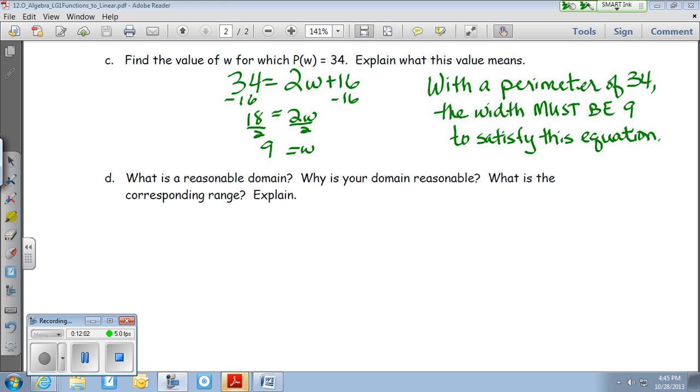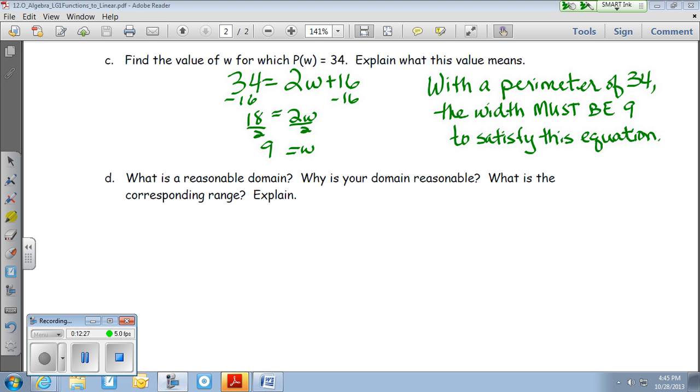Okay, so for letter C, we were supposed to find the value of W, the width, when the perimeter was 34. So I plugged in 34 for my P of W, and I wrote the equation we've been working with for this problem, which was 2W plus 16, because that length is always 8. And then I solved the equation, did a two-step equation, and got the width of 9.